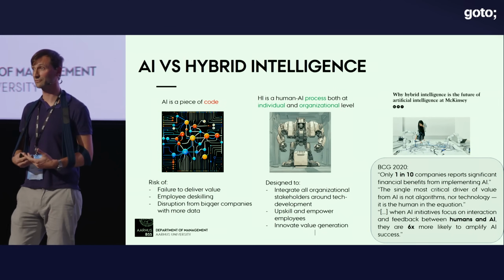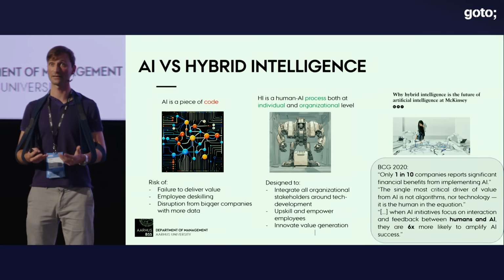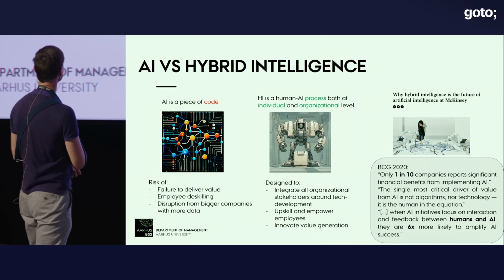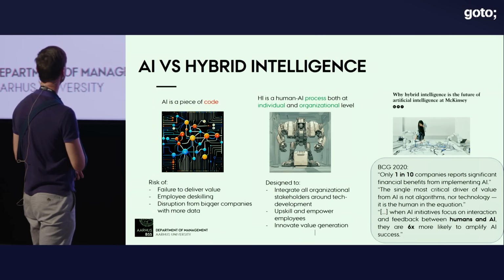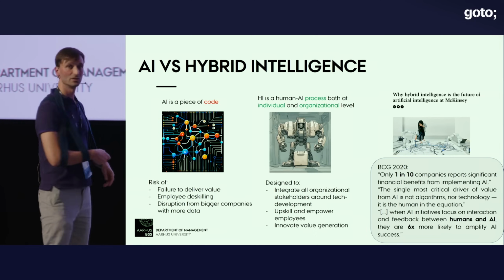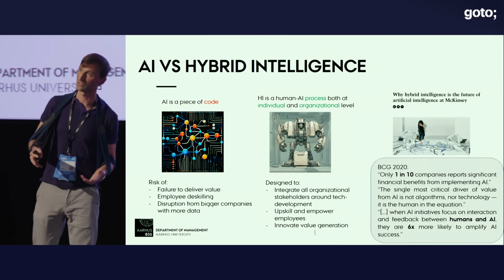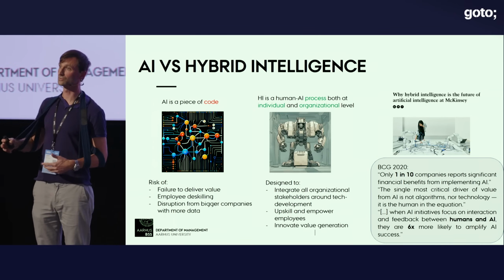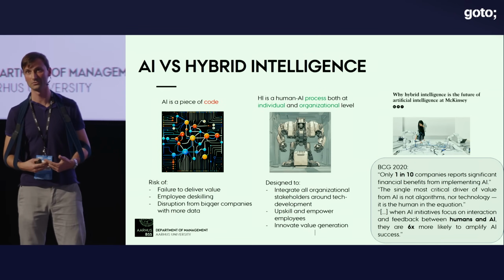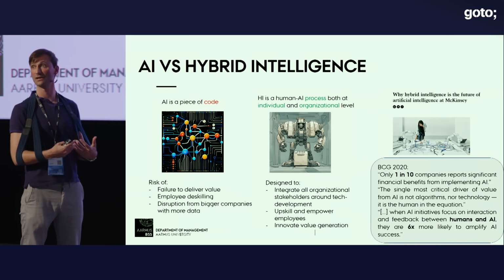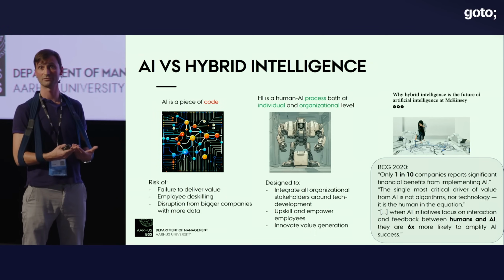And the price that you have to pay for that is that you have to treat it as more than a code. For me, AI is a piece of code, and there's a risk of failure to deliver value. There's a very high risk of employee de-skilling. And also, if you use AI and you're a minor company, you say, we want to be data-driven, then there's also a risk that someone else, like Google or something like that, has more data than you, and then they can train a data-driven value mechanism more efficiently than you can.